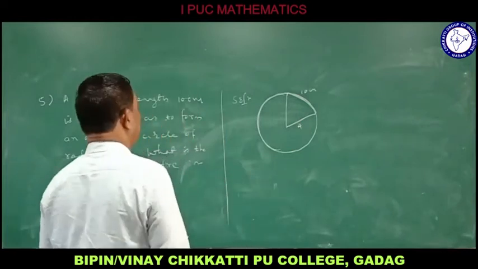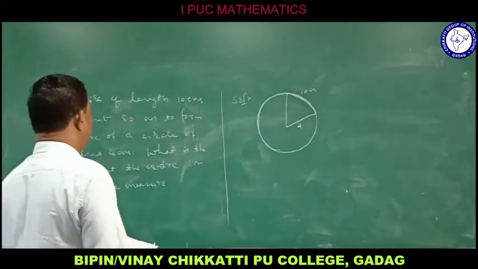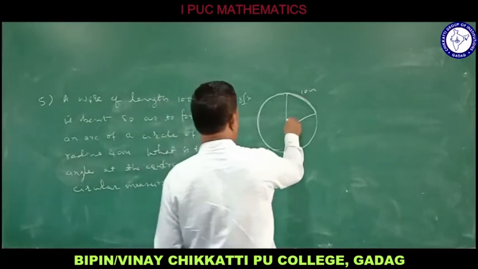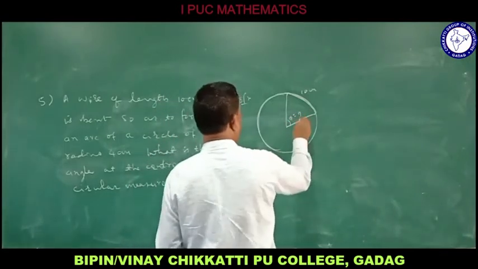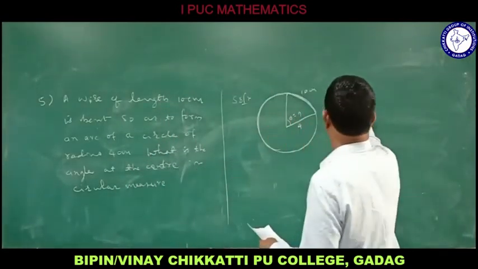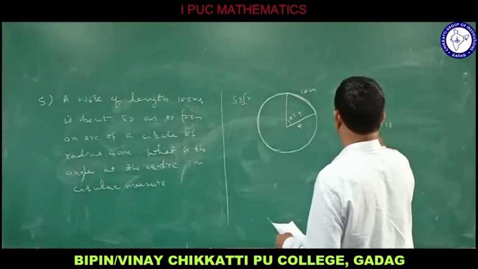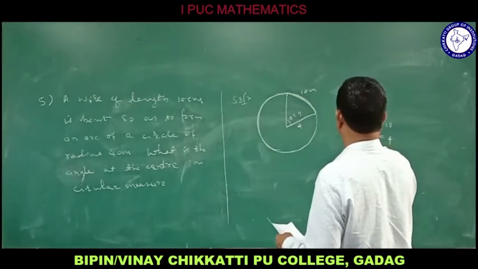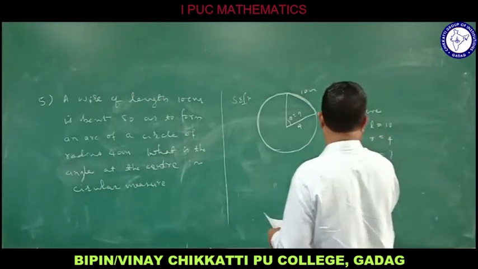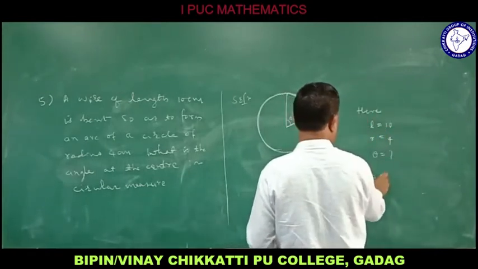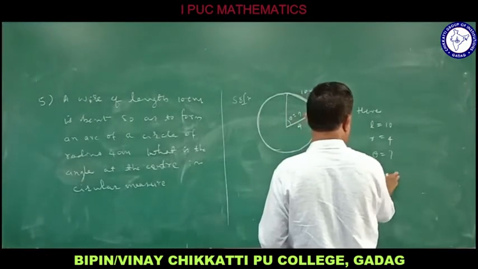And what is the angle at the center? So try to understand here. L is equal to 10, R is equal to 4, theta is the question mark. Now theta is equal to L by R.